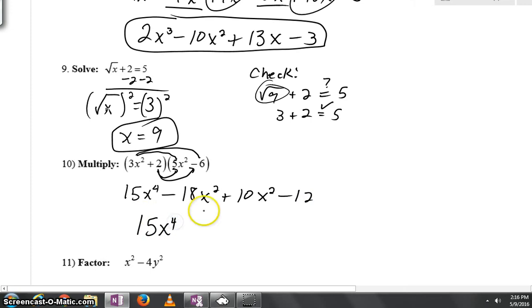So you have 15x to the 4th. Negative 18x squared plus 10x squared, you get minus 8x squared. Then you can subtract 12.